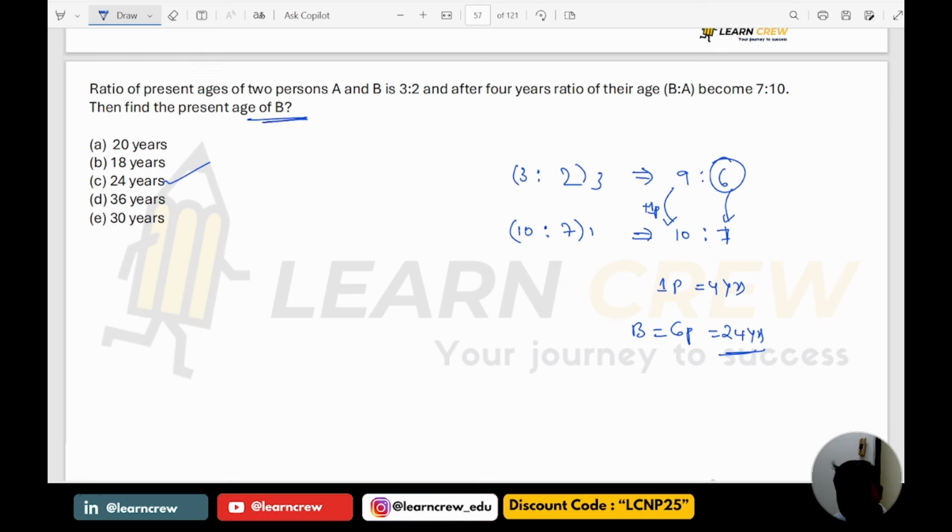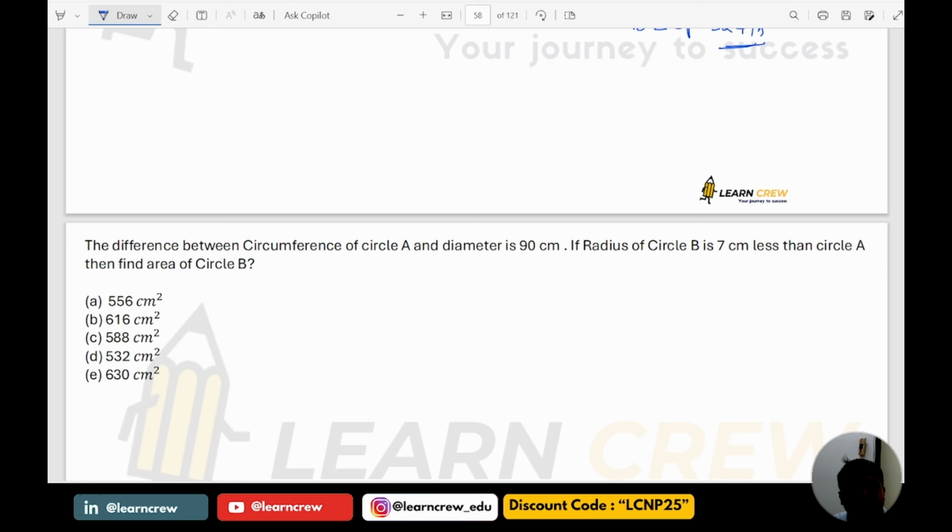Now next one. The difference between the circumference of circle A, 2 pi r, and the diameter 2r is 90. If the radius of circle B is 7 centimeter less than the radius of circle A, then find the area of circle B.